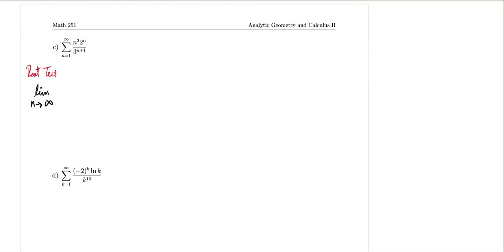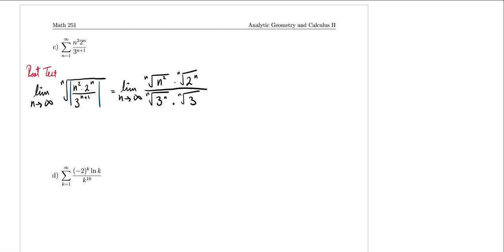So we're going to take the limit as n approaches infinity for the nth root of the absolute value of n squared times 2 to the n all over 3 to the n plus 1. Okie dokie. Now, before taking the limit, I'm going to use a little bit of algebra first to see what cancels out. Alrighty, so we're going to have here then the limit as n approaches infinity for the nth root of n squared times the nth root of 2 to the n all over the nth root of 3 to the n times the nth root of 3.